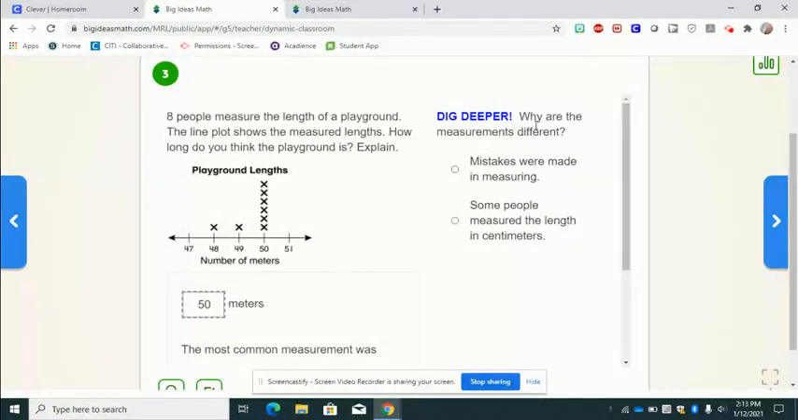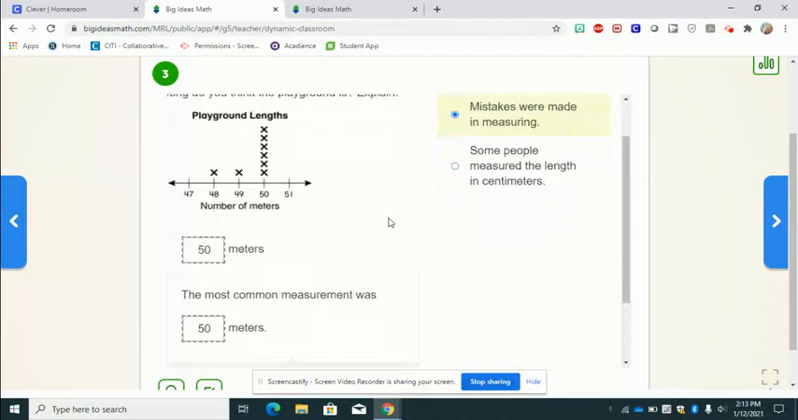All right, why are the measurements different? Why do you think they were different? Mistakes were made in measuring it, or some people measured the length in centimeters? I think maybe they didn't measure it precisely, because the chart tells us that it was measured using meters. So it wasn't measured using centimeters. So I think some mistakes were made when they were measuring it.